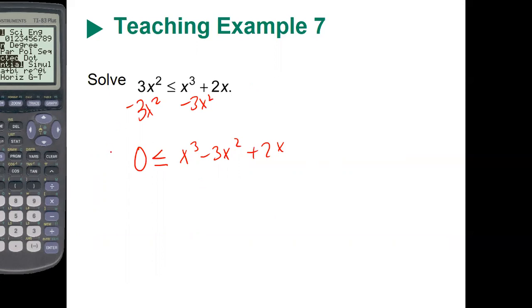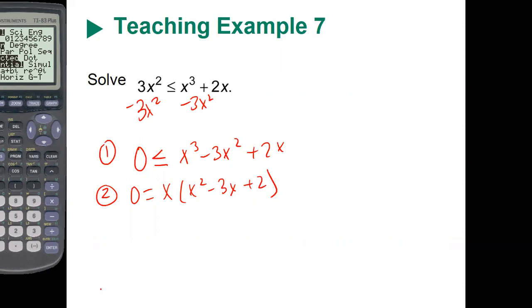Okay, so that's what step 1 is telling you to do. All right, so step 2 is where you substitute an equal sign. So we have 0 equals x cubed. I'm going to go ahead and factor out my x. So x squared minus 3x plus 2.